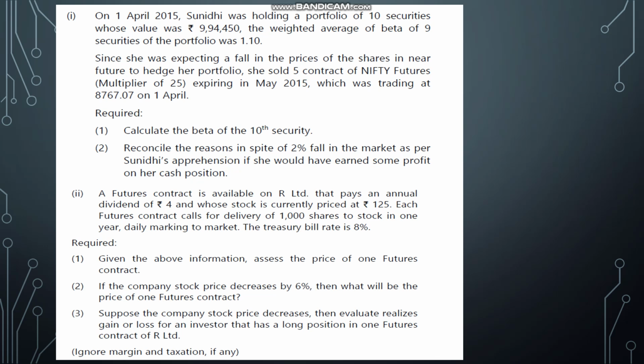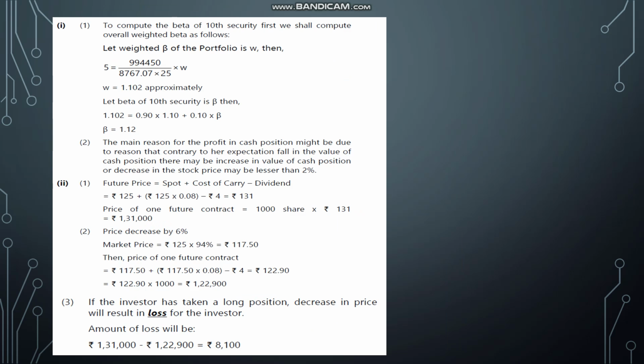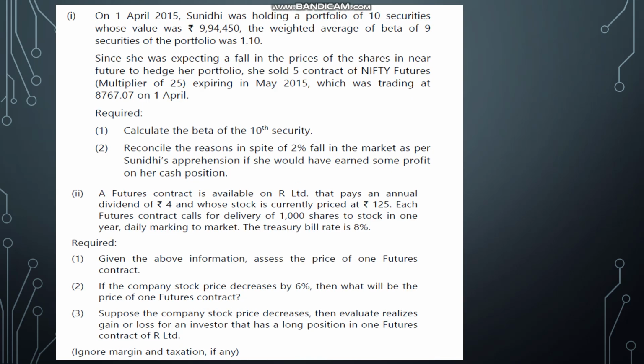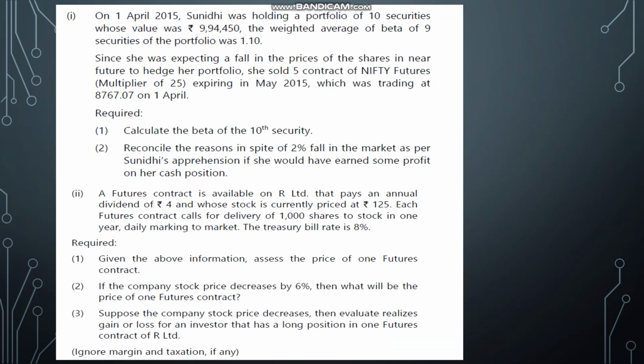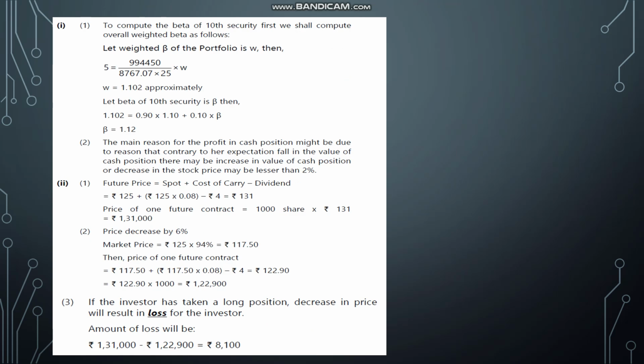This is the question. Now, firstly, whenever there is a requirement, for example, compute the beta of so and so security and all those aspects, the best approach will be to let the weighted beta of the portfolio be X or Y or W as the case may be. So in this case, let the weighted beta of the portfolio be W. Then it is given specifically that the total number of contracts is 5, because she has sold 5 contracts in May 2015. So 5 is equal to the portfolio value, that is 9,94,450, divided by 8,767 into 25, into the weight. So that will give you the weight as 1.10 approximately.